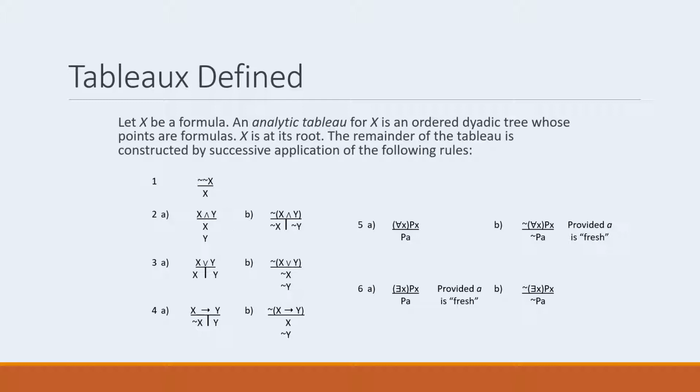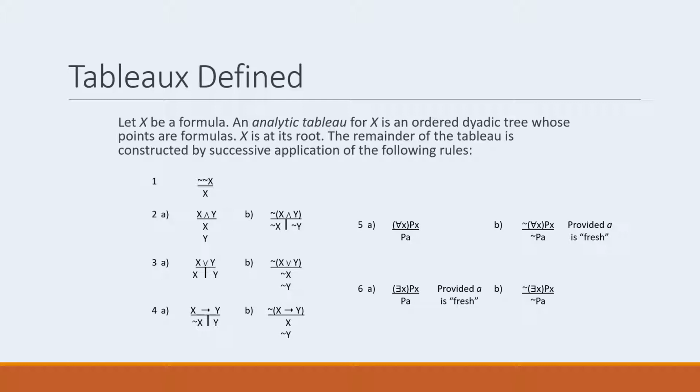So if a node is of the form not x, its immediate successor is x. If a node is of the form x and y, its immediate successor is x and it has further successor y. If a node is of the form not x and y, the tableau branches into left successor not x and right successor not y. A node of the form x or y also branches, with x as its left successor and y as its right successor. Not x or y has immediate successor not x and further successor not y.